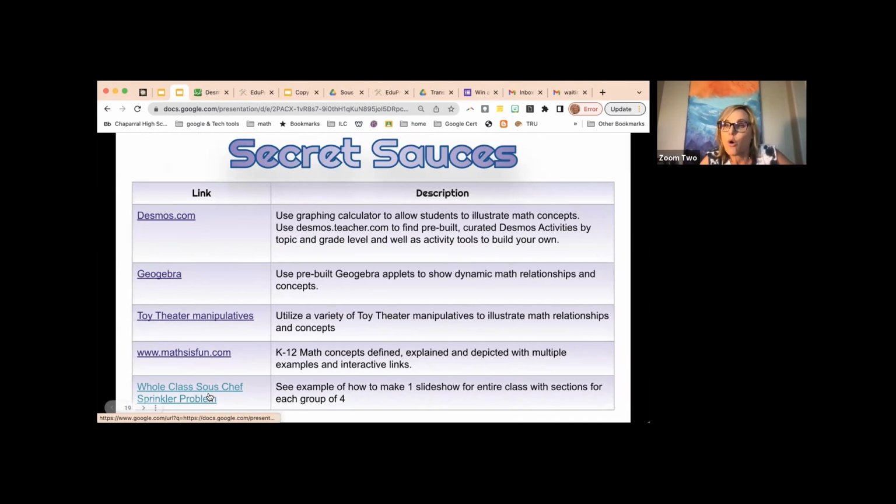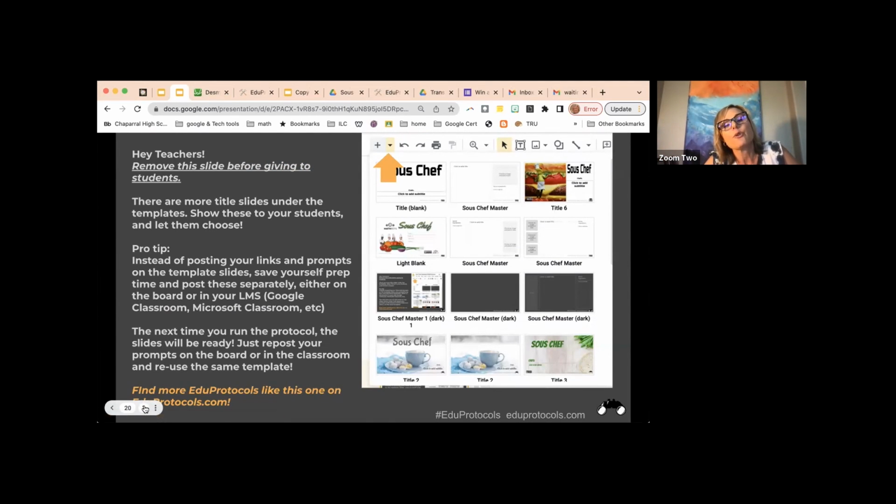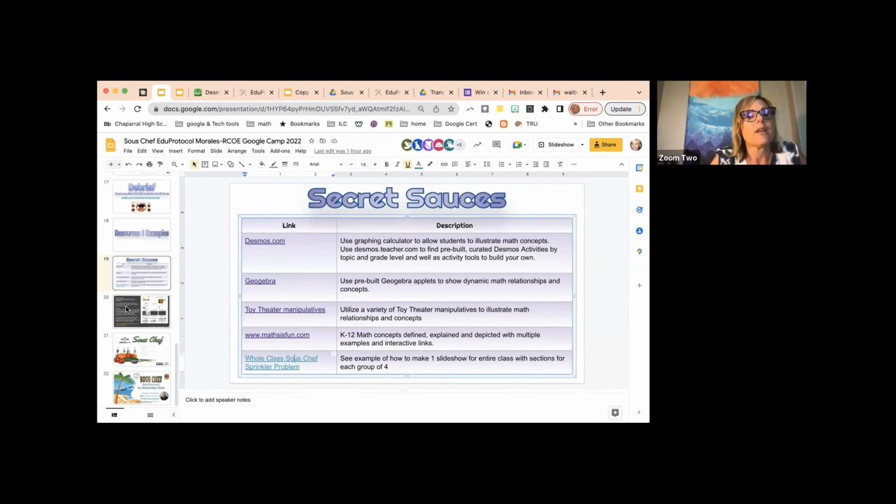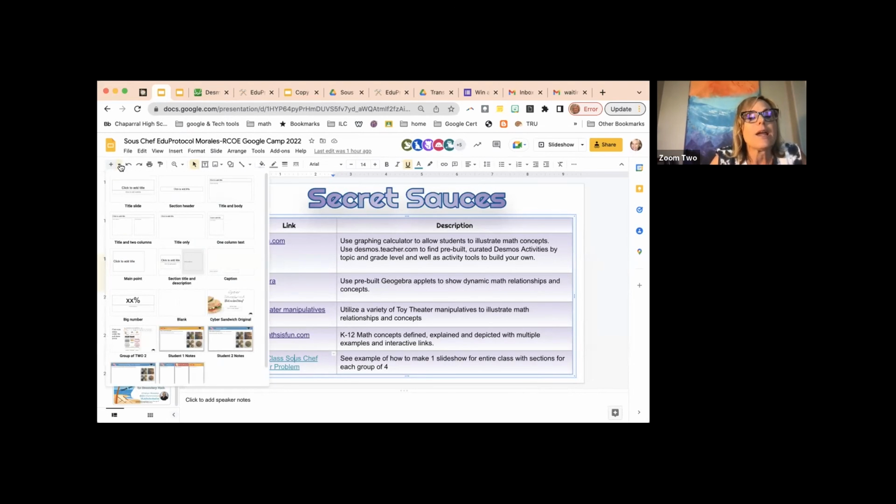Here's the link to the whole class Sous Chef sprinkler problem I use in geometry. So you can see how to make a whole Sous Chef for your whole class. I put this slide in here for you guys. When you click on this slide in the slideshow and you go up here to the little arrow, it brings up all the Sous Chef. You know what? I just realized I put Cyber Sandwich in there. I'm going to update that. I should have my Sous Chef slide in there, not Cyber Sandwich. So I will fix that today.